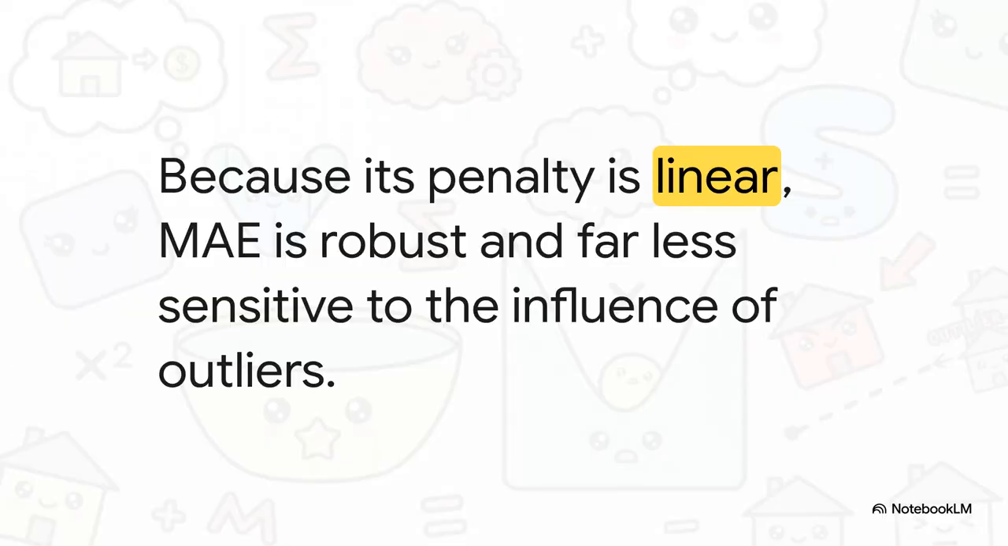And the result of that linear penalty? Well, the model becomes way more stable and robust. That one expensive mansion from our example, it doesn't have the power to drag the whole line off course anymore. MAE just sees it as one error among many, not some 5-alarm fire it has to put out.